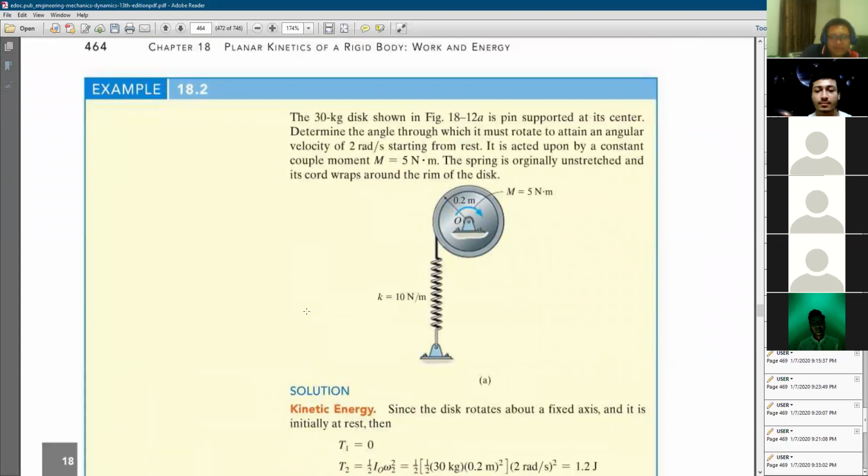This one is very straightforward. The system is simpler than the previous one. You have a spring and this wheel, 30 kg, and you have a moment as well. So in this particular problem, there are two items: the spring and the moment.